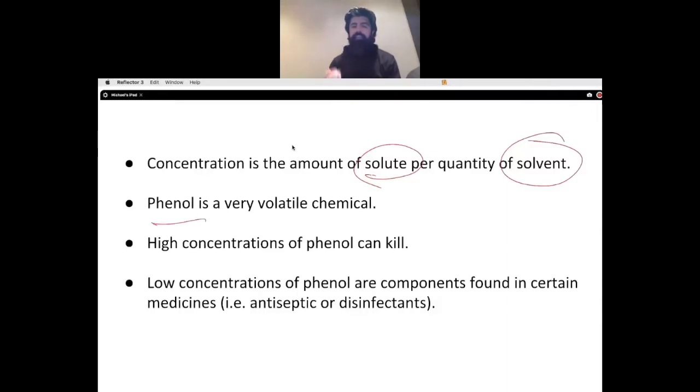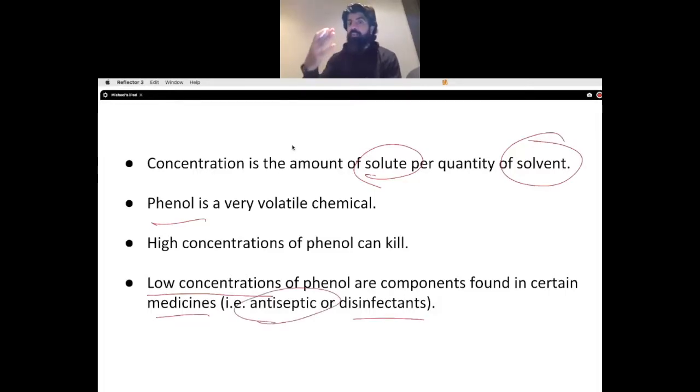Phenol is a very volatile chemical, and in high concentrations, phenol can actually be very deadly. In low concentrations, however, phenol is a component used in certain medicines, in certain disinfectants and antiseptics.